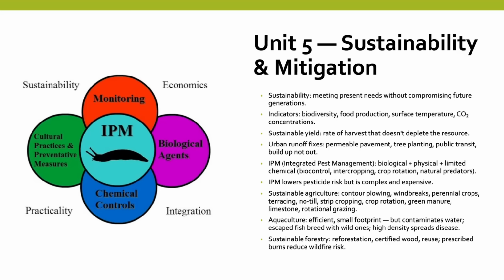Urban runoff fixes include permeable pavement, trees, transit, building up, not out. Integrated pest management combines biological, physical, and limited chemical methods, safer than spraying, but very complex. Sustainable agriculture tactics that you want to know are contour plowing, windbreaks, terracing, no-till, strip cropping, crop rotation, rotational grazing. Aquaculture is efficient, but escaped fish will breed with wild ones and spread diseases. For forests, reforestation, certified wood, prescribed burns.